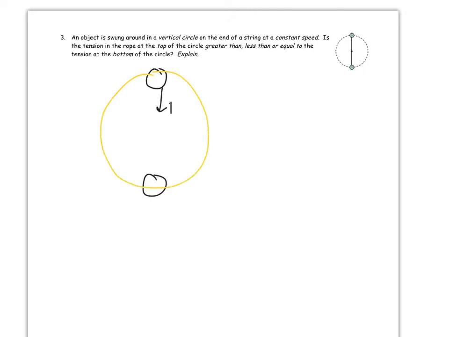So at the top of the circle, I have the force of gravity going down, and I also have the force of tension from the rope going down. That's leading to that inward acceleration towards the center of my circle. At the bottom, I have the force of tension going up and the force of gravity going down, and I'm also accelerating inwards, but in this case that acceleration is up.